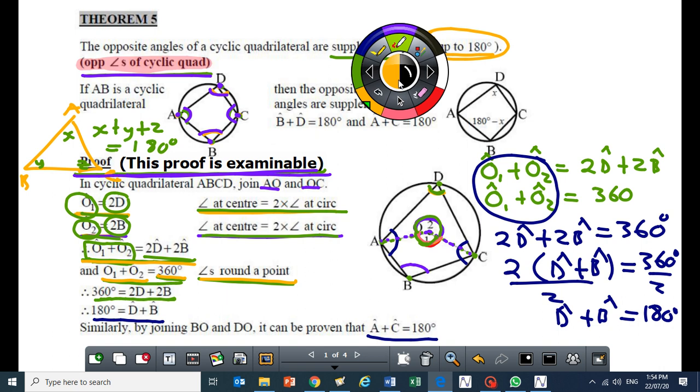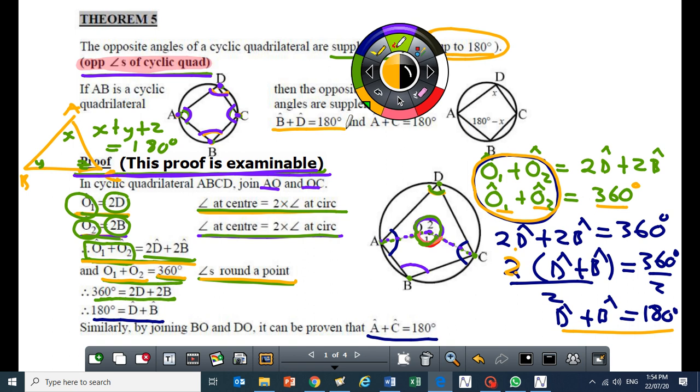So, O1 plus O2 is equal to 2D plus 2B. But also O1 plus O2 is equal to 360 degrees. Now, you see that here, the left-hand sides are equal. Therefore, the right-hand sides will be equal. So we can write 2D plus 2B equal to 360. And then we take out a common factor, which is 2. We simplify, and then we come up with angle D plus angle B is equal to 180. Similarly, you can also do it for A plus C equal to 180 degrees.